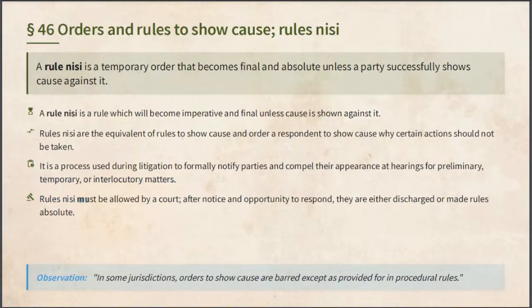Rules nisi must be allowed by a court. So this is something that's mandatory, it's not discretionary. After notice and opportunity to respond, they are either discharged or made rules absolute. So the rules nisi is going to be either discharged by the response, meaning that they are relieved of their obligations or duties, or made rules absolute instead of rules nisi. Let's proceed here.